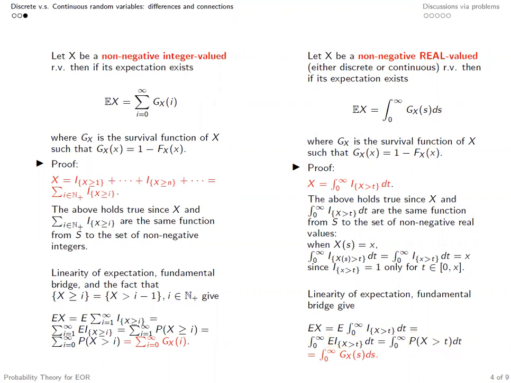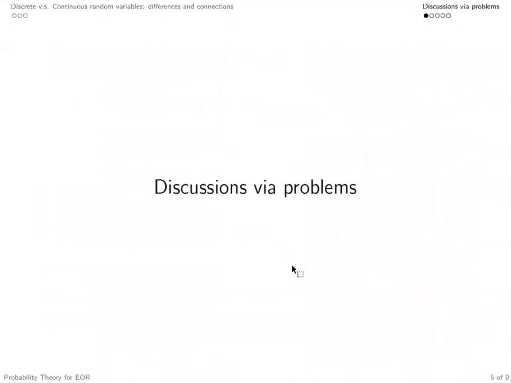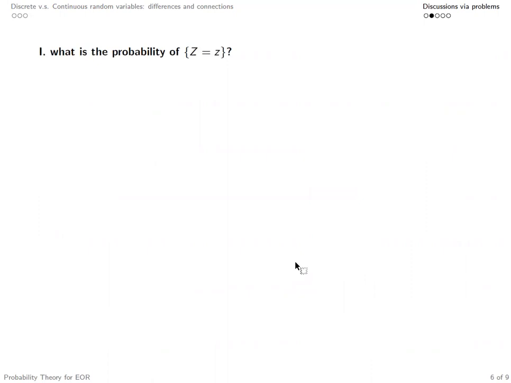Okay, next, in the following, let's discuss some additional connections and differences via some problems. So first problem, what is the probability of the event that a continuous random variable is equal to a certain number?